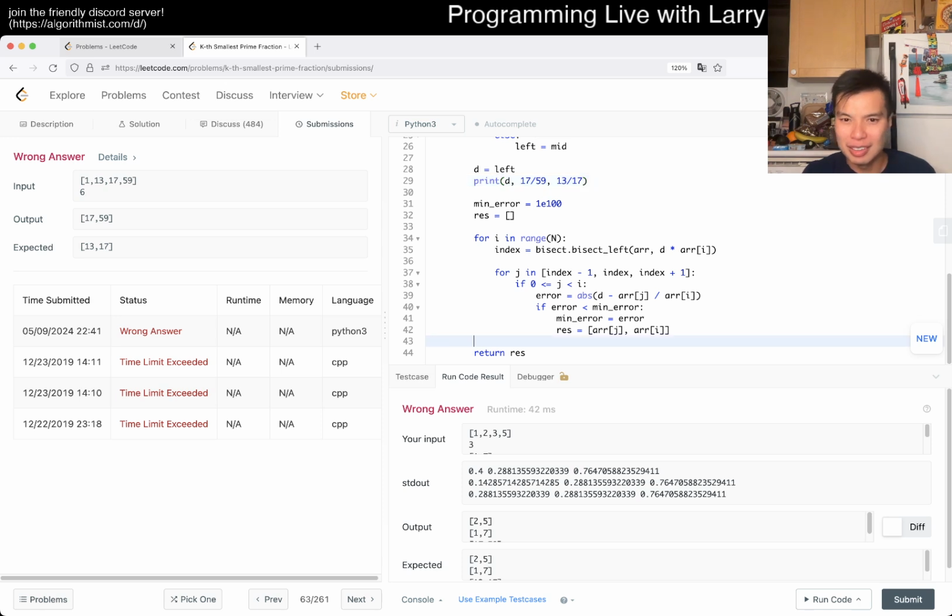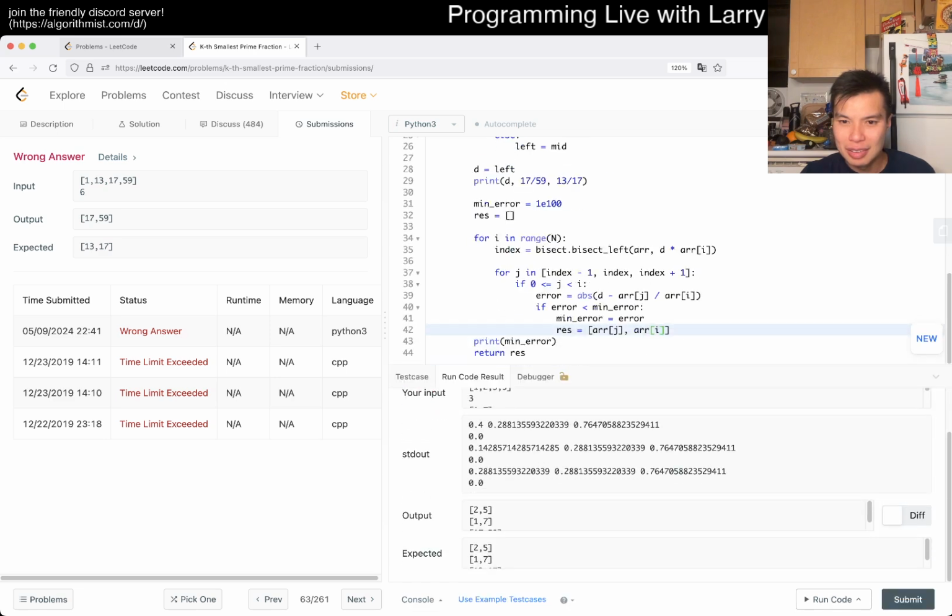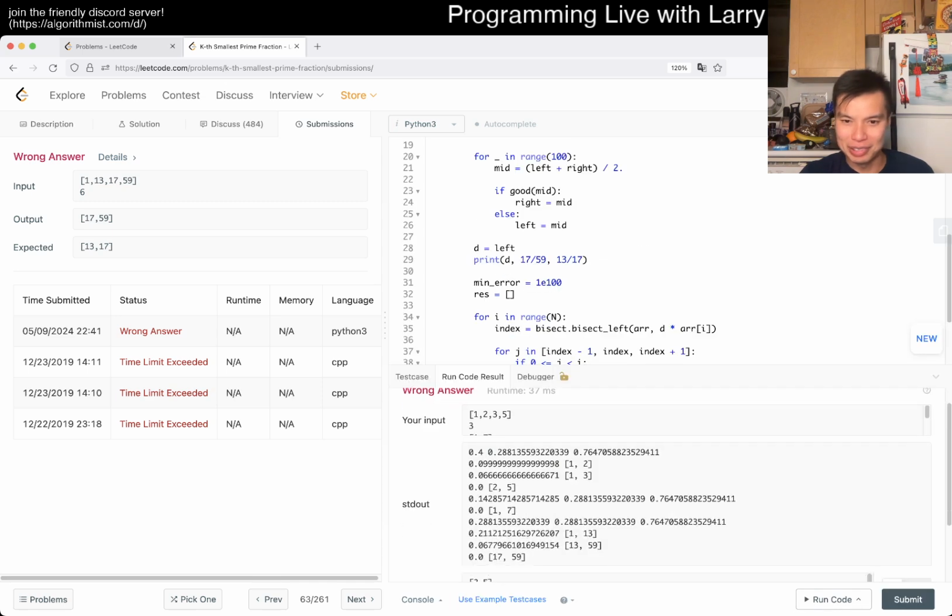Huh. Did I mess up or something? J, no, I mean, min error we don't reset, so min error is 0, which is what I expect. Am I just keeping track of the wrong things? J, did I like, huh? I'm just confused, to be honest.